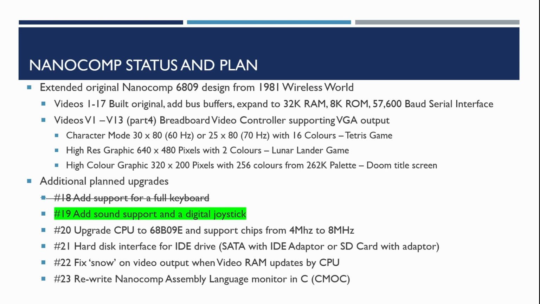So that's what we're going to be doing next, is upgrading the CPU, and that's going to require upgrading some of the chips as well to the faster versions. That's the serial chip and the peripheral interface adapters both need to be upgraded. All the other chips should be okay.